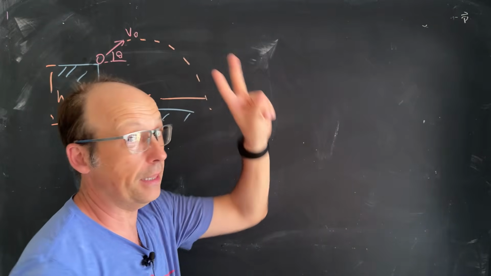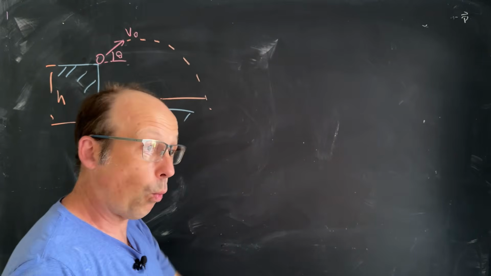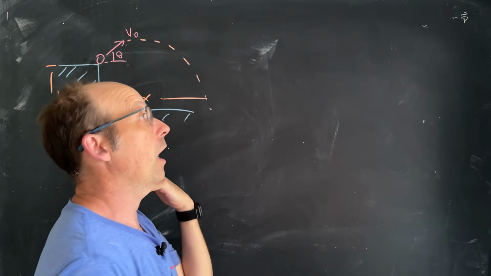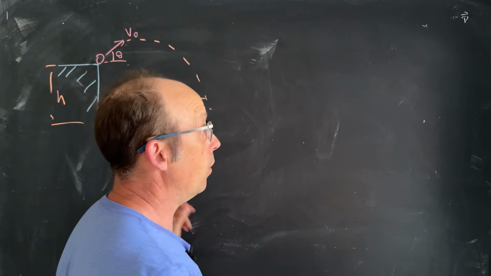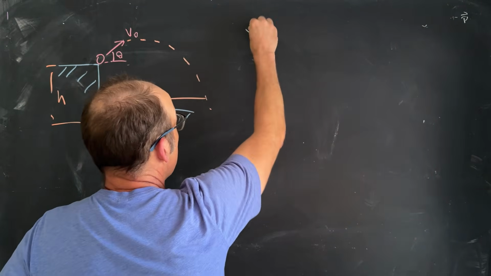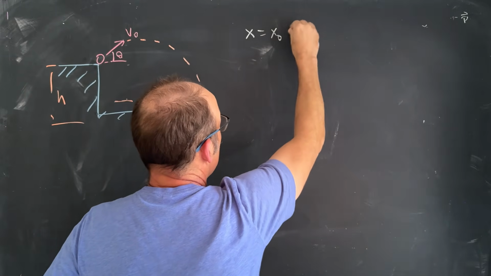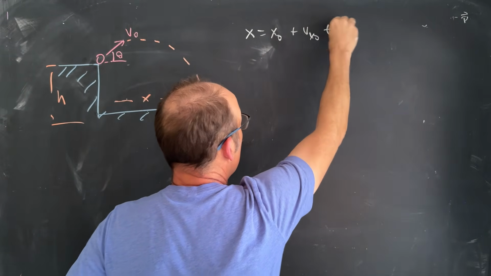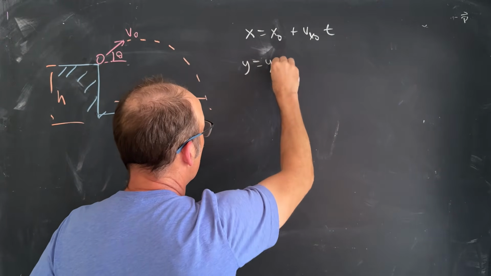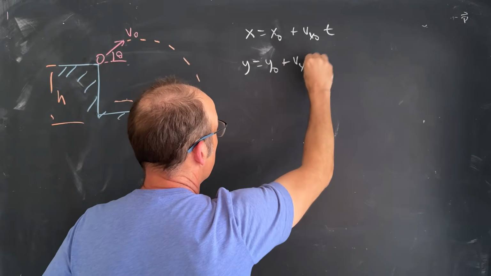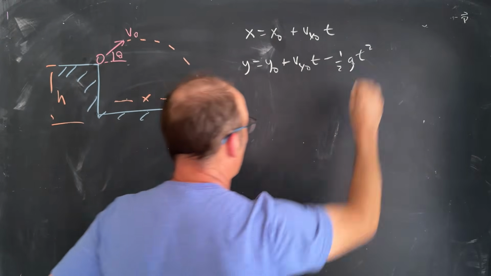But remember that in the x direction, we have constant velocity, zero acceleration. In the y direction, we have an acceleration of negative 9.8 meters per second squared, negative g. So in the x motion, we have x is x0 plus vx0 t. And then in the y direction, y is y0 plus vy0 t minus 1/2 g t squared.